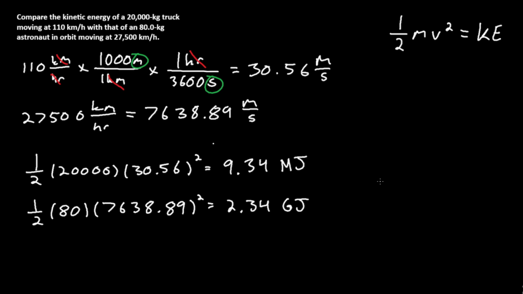But the crazy thing is, it would be more devastating for this astronaut to hit something. So if the astronaut hit something, it would be way more devastating than if the truck were to hit something, due to the sheer amount of kinetic energy this is. This is 2.34 billion joules, by the way, if you didn't know what giga meant. But let's move on to the next problem.